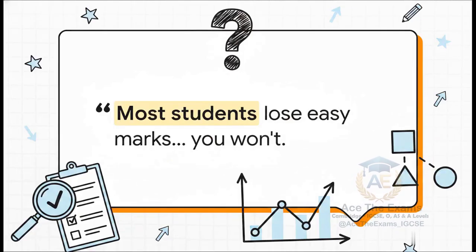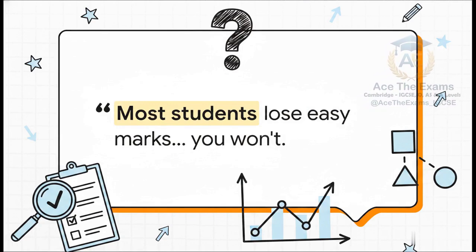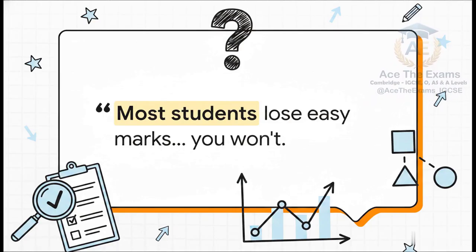Okay, let's dive into this. I need you to look at the central viewing monitor right now. A senior Cambridge examiner recently issued what we consider a stark, system-level threat warning. Most students lose easy marks, but after this, you won't be one of them. This establishes the incredibly high stakes of our flight path today.